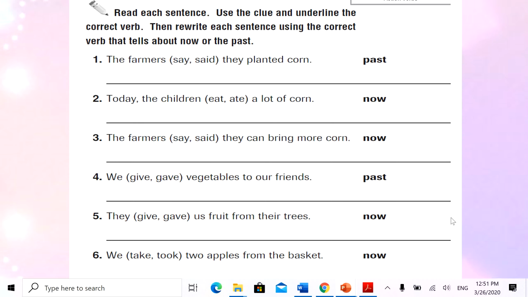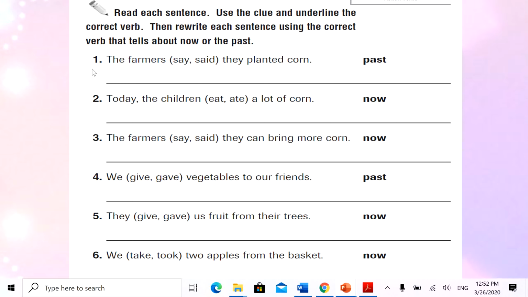In this exercise, we'll read each sentence, use the clue and underline the correct verb. So you have to underline, not circle this time. Then rewrite each sentence using the correct verb that tells about now or the past. So here they give you the time and you gotta choose the correct form, either the first or the second, and please underline the correct answer.